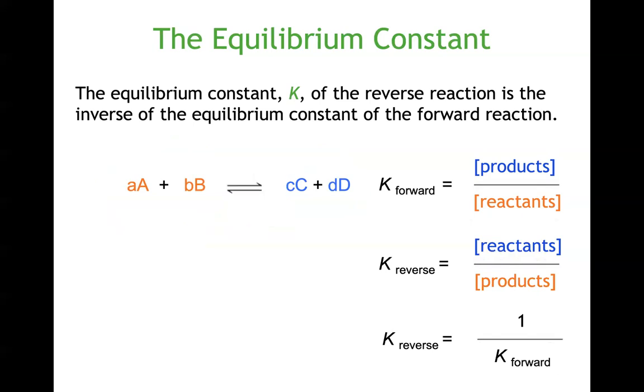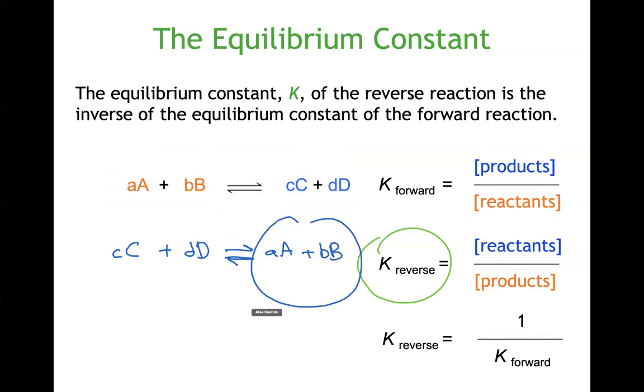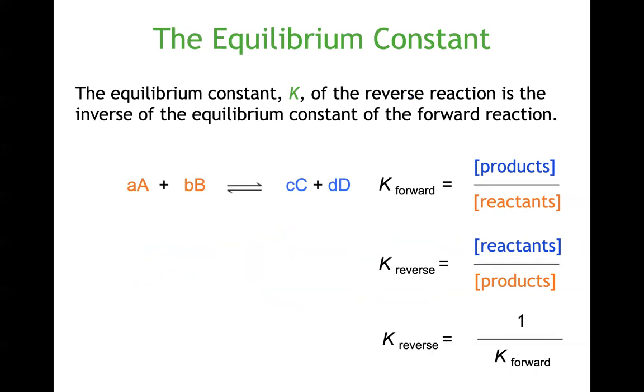Again, the reverse is just simply swapping it. If we're thinking of C and D as being our reactants and they are being converted into A and B, then it's product over reactant. So the original reactants are really now the products if we're thinking about it in the reverse direction.